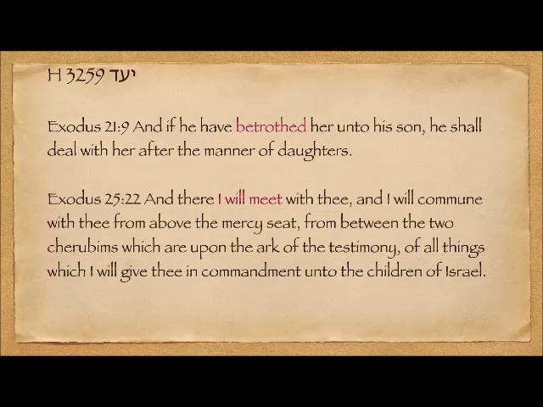To make a verb, ya'ad, means to make an appointment. We see in Exodus 21:9, if he have betrothed her to his son, he's made an appointment that they're going to get married. He shall deal with her after the manner of daughters. In Exodus 25:22, and there I will meet with thee, and I will commune with thee from above the mercy seat, from between the two cherubim, which are upon the ark of the testimony, of all things which I give thee in commandment unto the children of Israel.